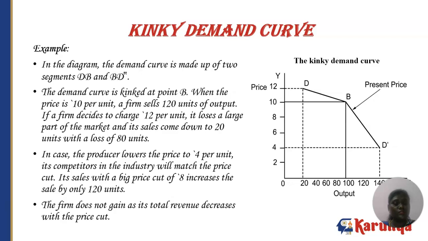In case the producer lowers the price to 4 rupees per unit, its competitors in the industry will match the price cut, and it sees a sales increase of 120 units. So when you cut the price to 4 rupees per unit, your output is also increased to 120 and above. So the firm does not gain any total revenue; it decreases with the price cut.